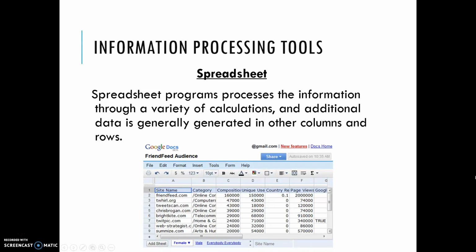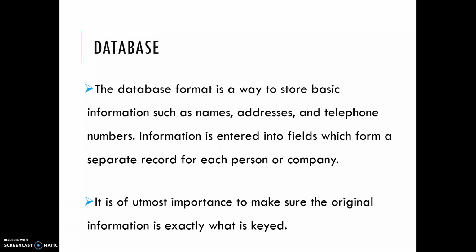Information processing tools. Spreadsheet. Spreadsheet programs process the information through a variety of calculations, and additional data is generally generated in other columns and rows. Database. The database format is a way to store basic information such as names, addresses, and telephone numbers. Information is entered into fields which form a separate record for each person or company. It is of utmost importance to make sure the original information is exactly what is keyed.